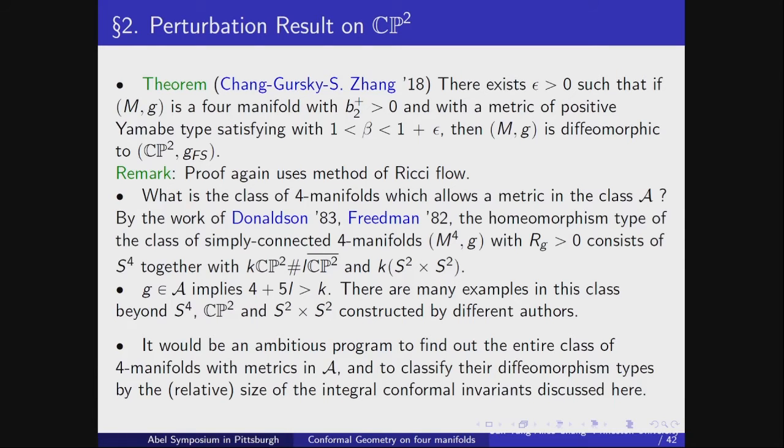And then among this class, one first wants to find out which are the metrics in the positive cone. That has not been done, but we know that there are many such manifolds in the list. So the program is trying to decide the diffeomorphism type among this classification up to homeomorphism type, according to the size of this conformal invariant. But that's an ambitious program.